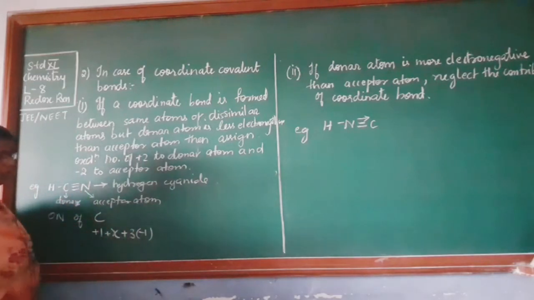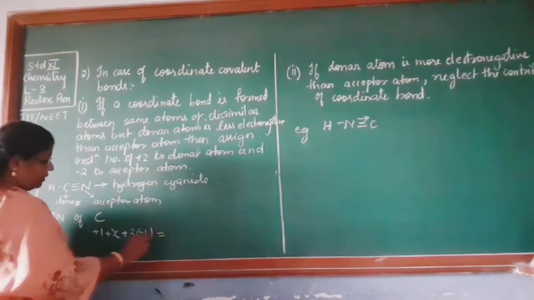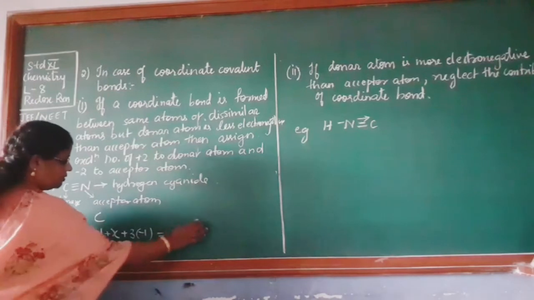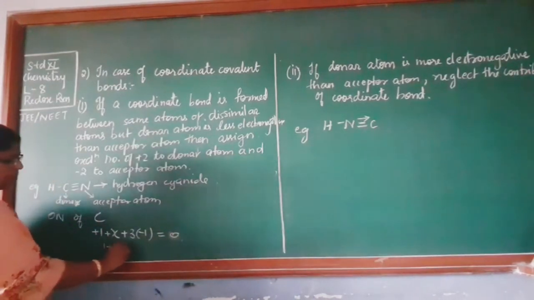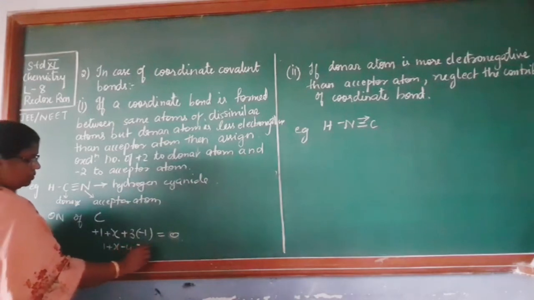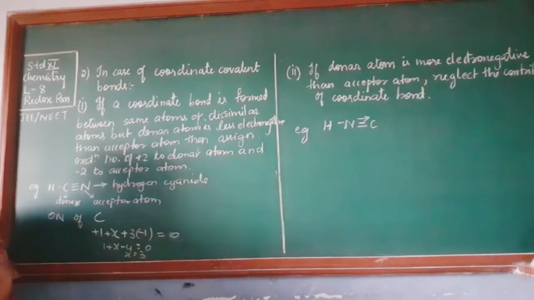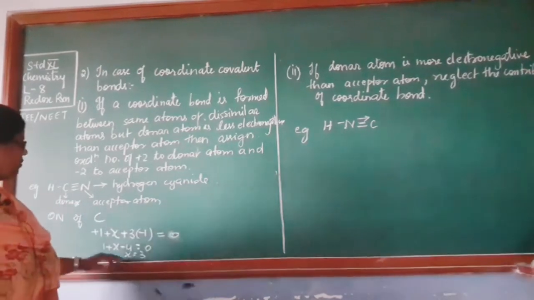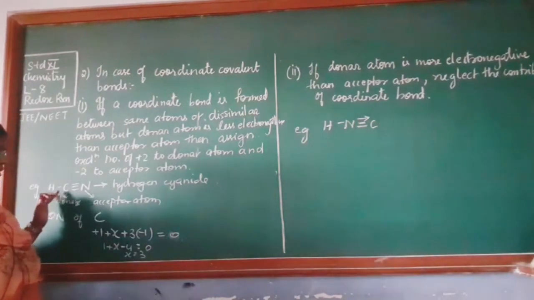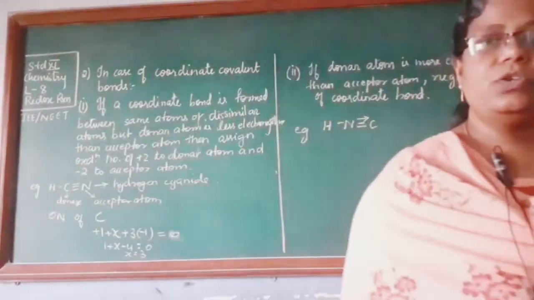So therefore it will be 3 times of -1, and here you will have +1 plus x minus 3 should be equal to 0. So x should be equal to +2. Got it everyone? Okay. So this is how you should assign the oxidation state to carbon here. Okay, that is in case of HCN.